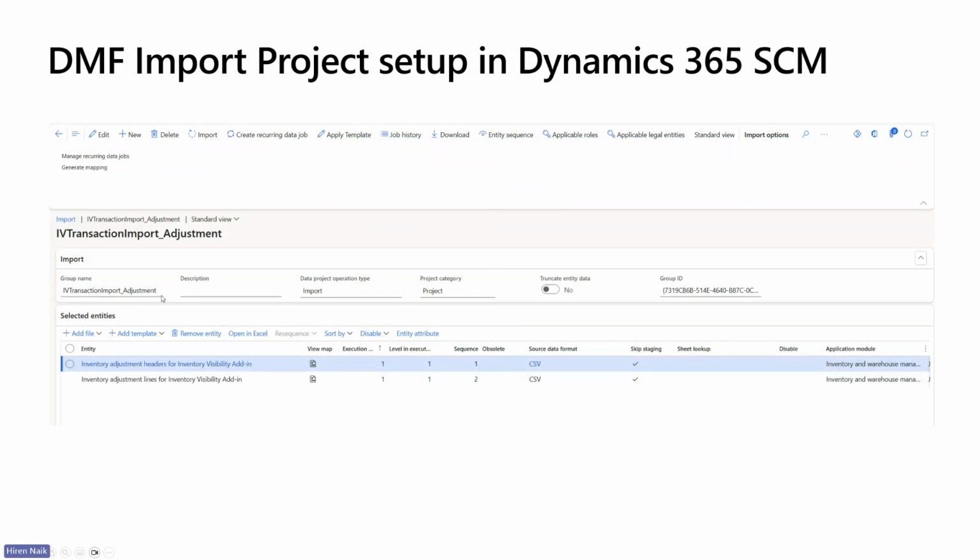So this is the DMF import job which I was talking about. As you can see, it has two data entities, inventory adjustment lines and inventory adjustment header entities, and it will automatically create a recurring job. That is the mechanism it will use to import the aggregated transaction lines from IVS to Dynamics 365 SCM.